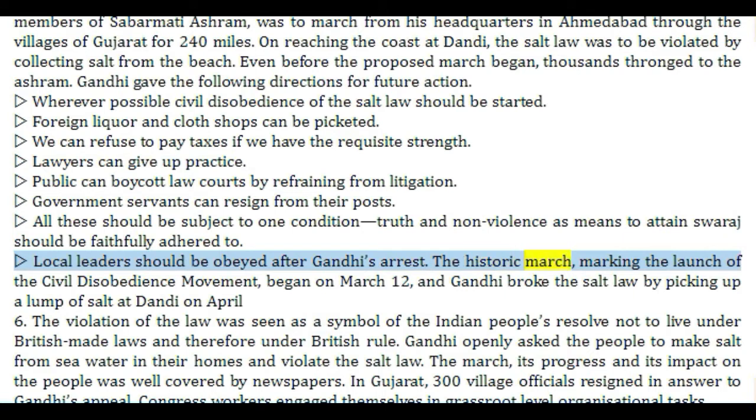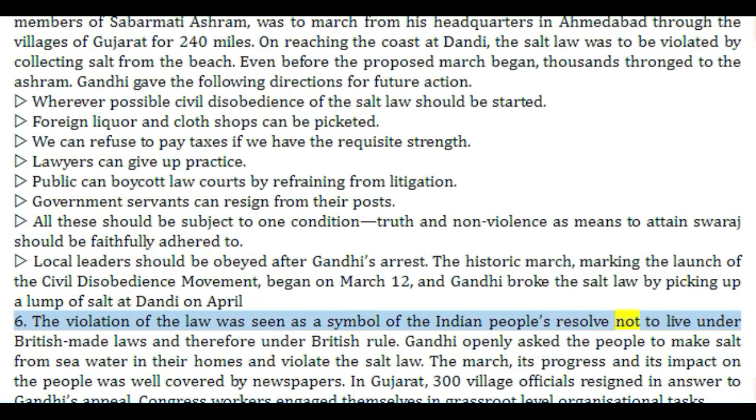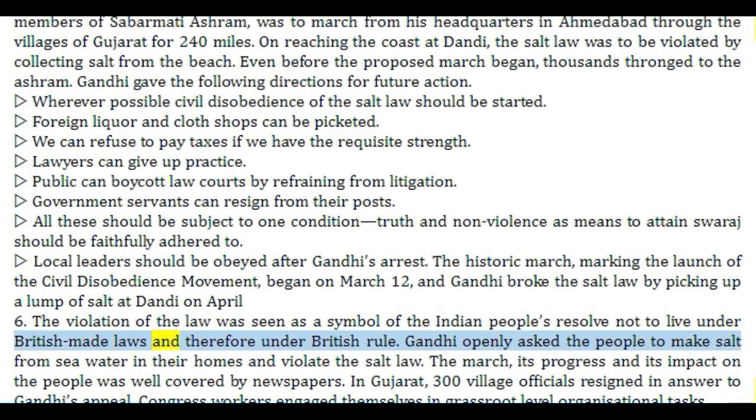The historic march, marking the launch of the civil disobedience movement, began on 12th March, and Gandhi broke the salt law by picking up a lump of salt at Dandi on 6th April. The violation of the law was seen as a symbol of the Indian people's resolve not to live under British-made laws and therefore under British rule. Gandhi openly asked the people to make salt from sea water in their homes and violate the salt law.